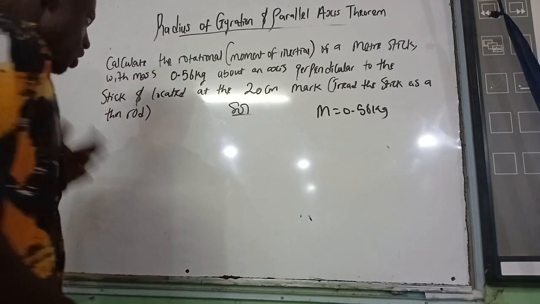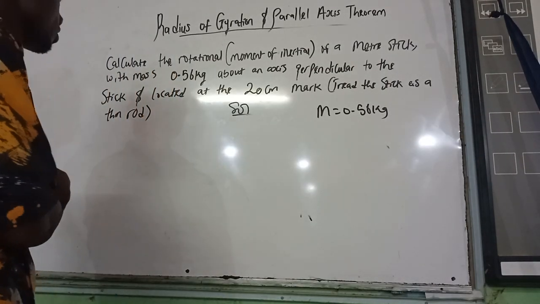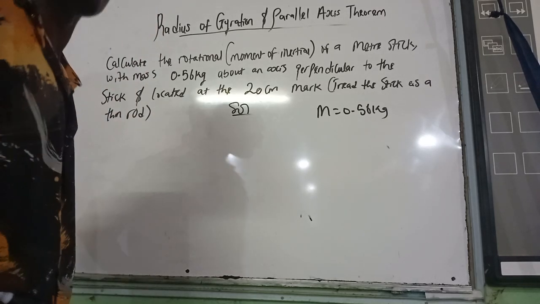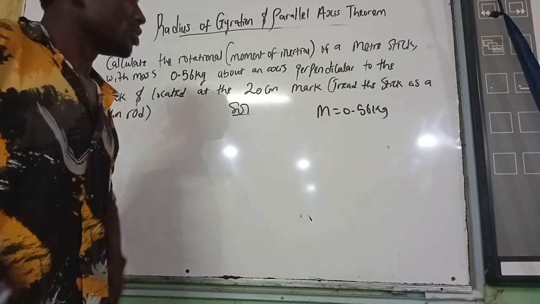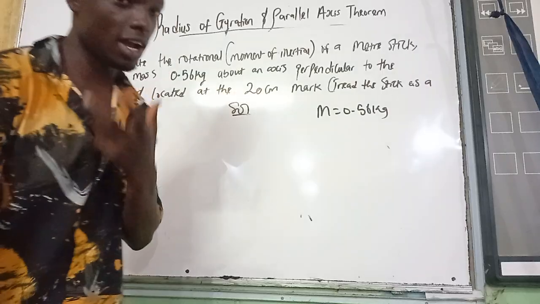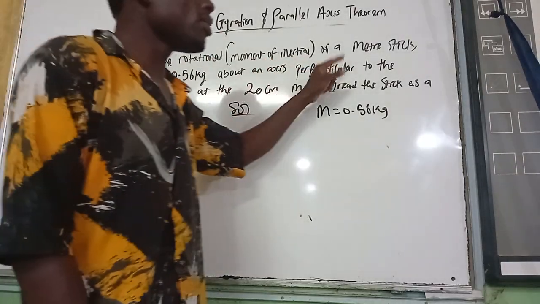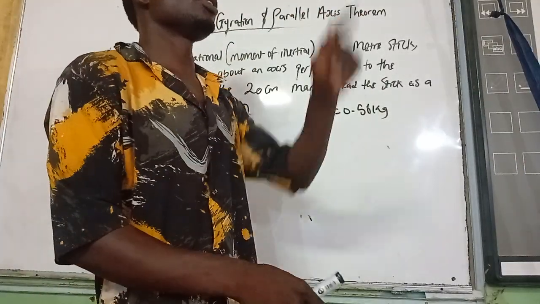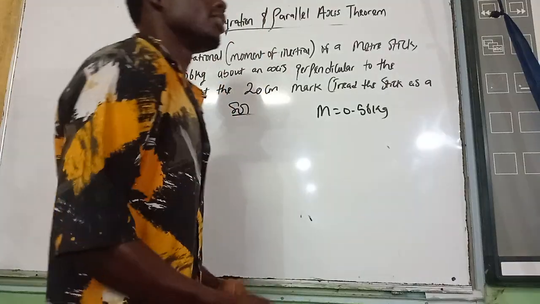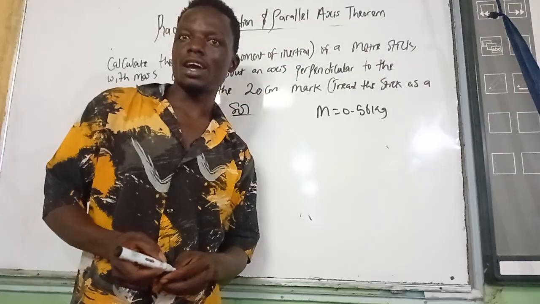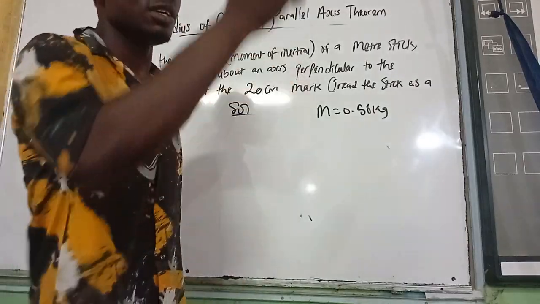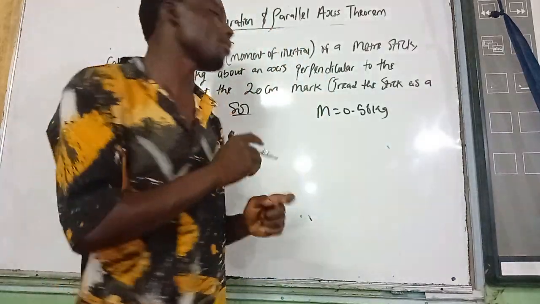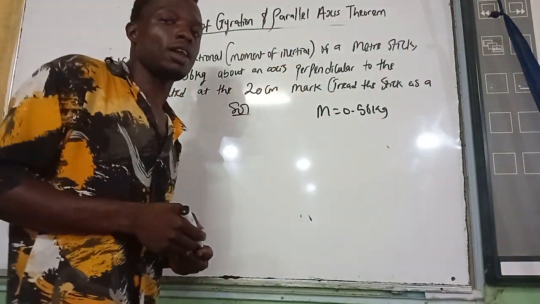Calculate the moment of inertia of a meter stick with mass 0.5 kg about an axis perpendicular to the stick. Note, I'm trying to check this word perpendicular so that I can put it straight. About an axis perpendicular to the stick, not to the center. That axis is perpendicular to the stick. We are talking of parallel axis, so I'm trying to put it through so that when you see a question, you know what it's talking about. I hope this is not parallel.